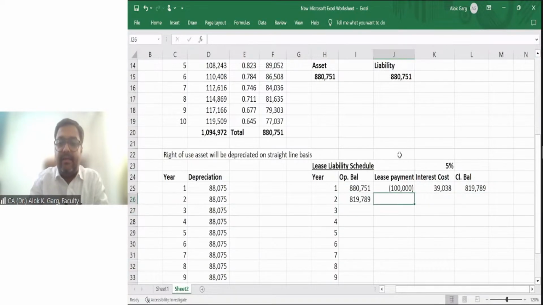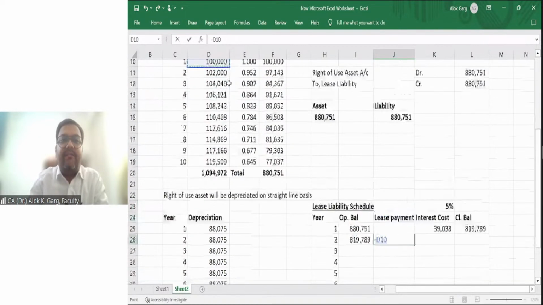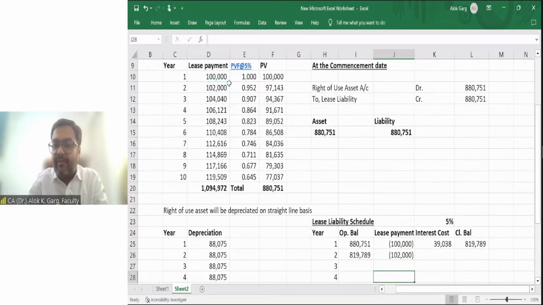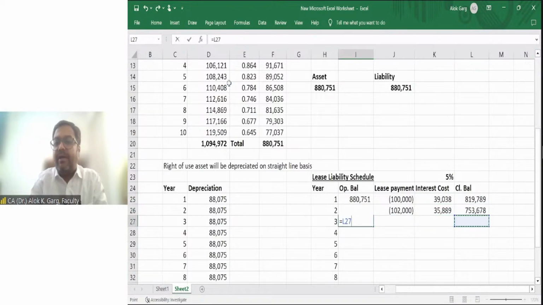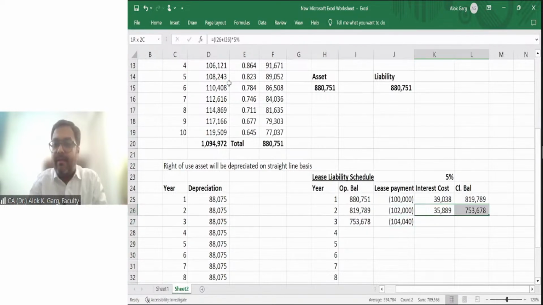Clear. Now, in the beginning of the second year, the closing of first year will become the opening balance for the second year. How much amount will I pay? I'll pay the second year lease rental, which is not 1 lakh, which is 1 lakh 2,000, right? Again, I will recognize the interest cost. Then there is a closing balance. This will become my opening balance. The third year payment I'll take from the schedule, right?